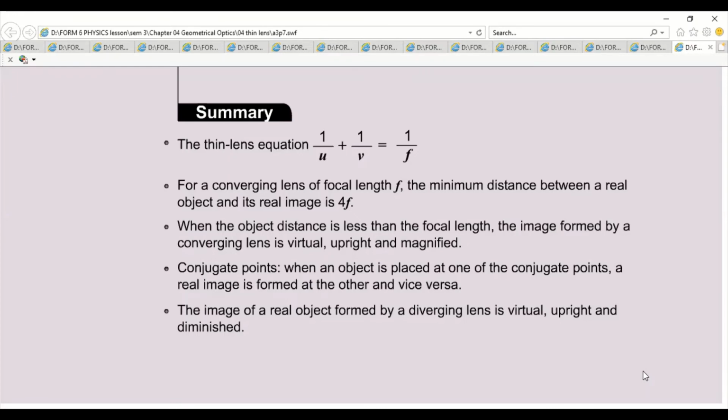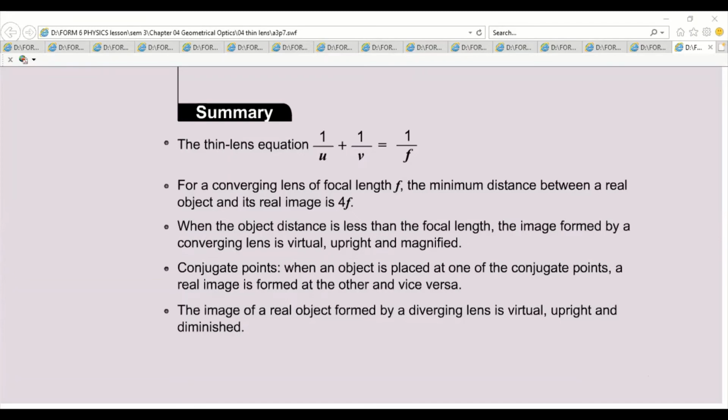Conjugate points. When an object is placed at one of the conjugate points, a real image is formed at the other end, and vice versa. The image of a real object formed by a diverging lens is virtual, upright, and diminished.